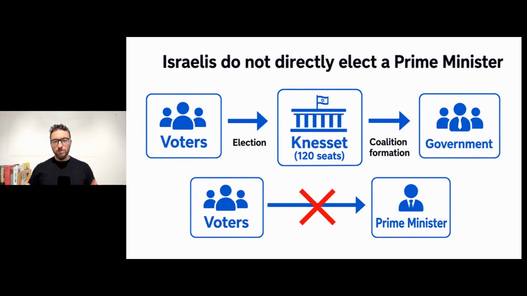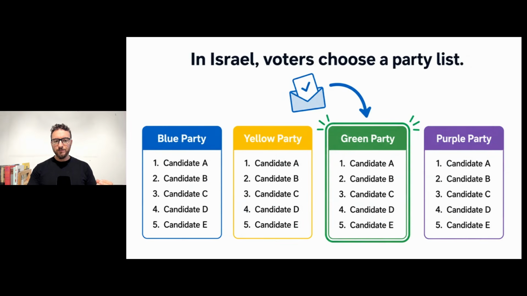Now, maybe the most important point in this entire video is that the Israeli public does not elect the Prime Minister. The Israeli public is not voting for candidates for the Prime Minister. The Israeli public elects a Knesset. The Knesset is the Israeli parliament with 120 seats, and that is what is elected on election day. Later on, as we'll see later in this video, the Prime Minister will be selected and a government will be formed. Now, if Israel isn't voting for candidates for the Prime Minister, then what appears on the ballot?